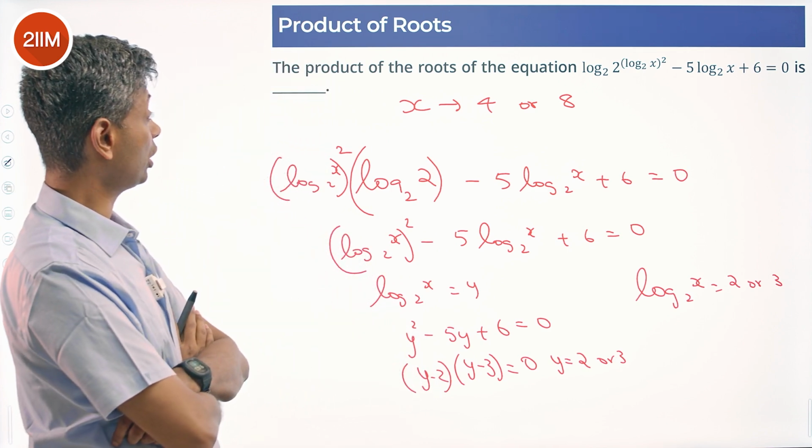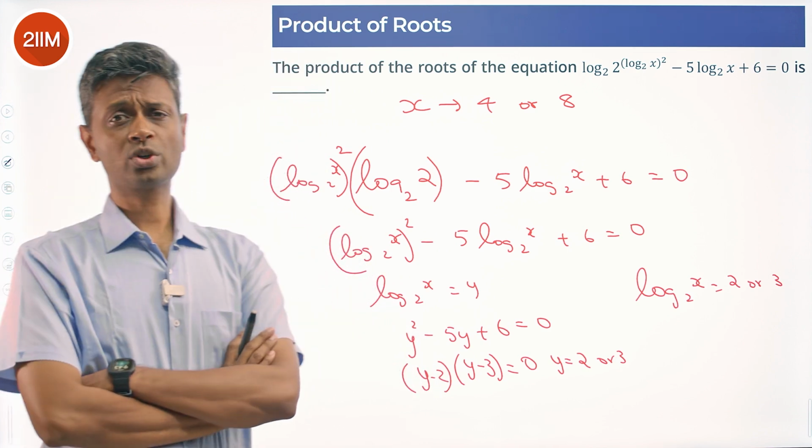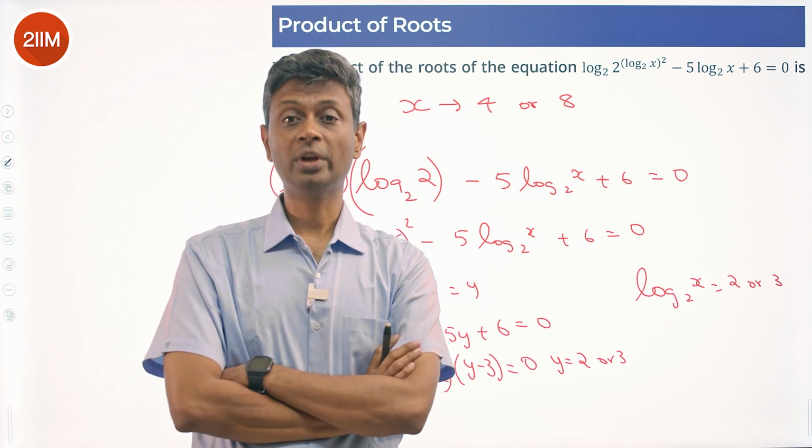The question is product of the roots of the equation. The two roots are 4 and 8. Product of the roots is 4 into 8, 12.